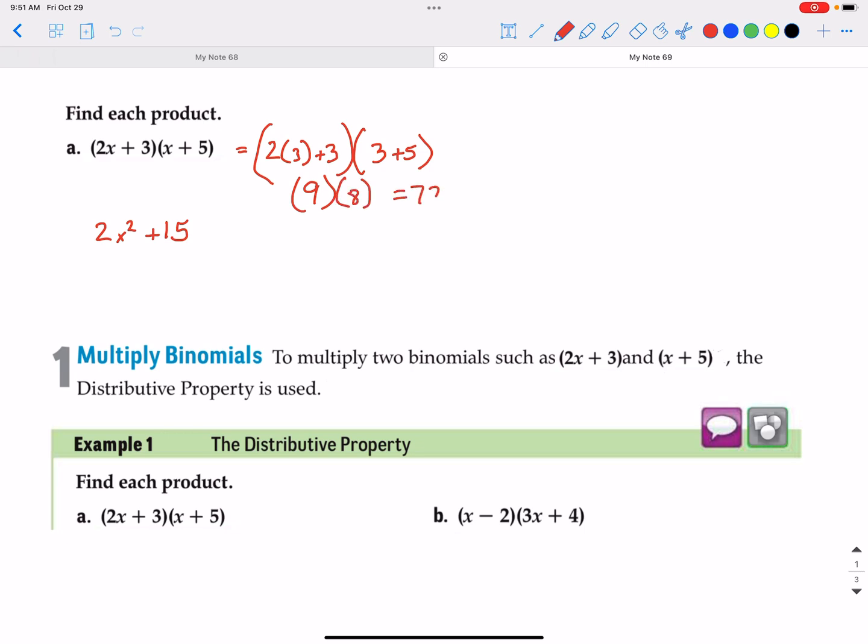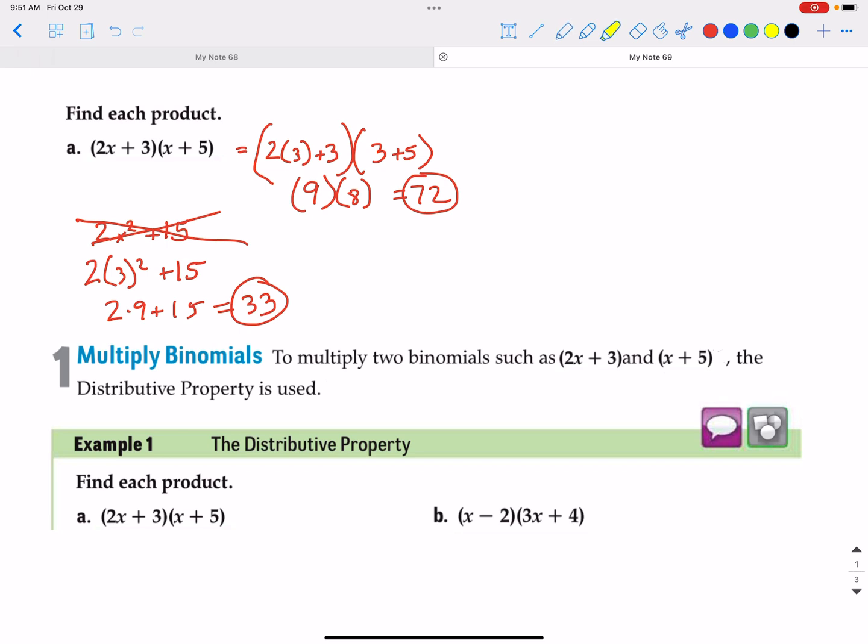for a total of 72. But if you try to plug in that exact same 3 into what we think the product is, you would have 2 times 3 squared plus 15. You have to do the exponents first, so 3 squared would be 9, so you'd have 2 times 9 plus 15. 2 times 9 is 18, plus 15 is 33. And you can see those clearly are not the same. So this is not the way that you're supposed to multiply polynomials.